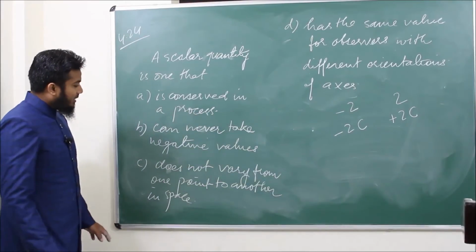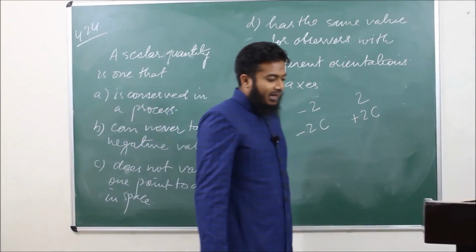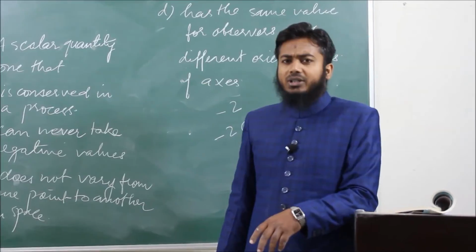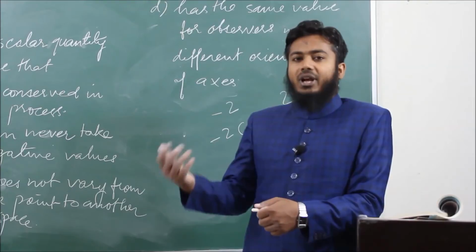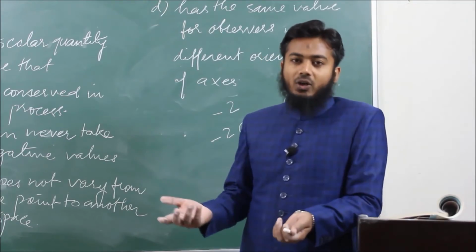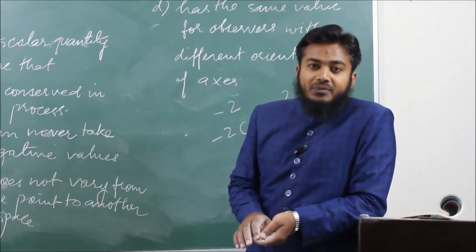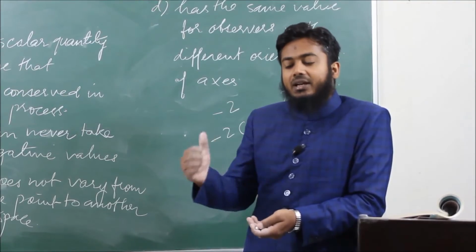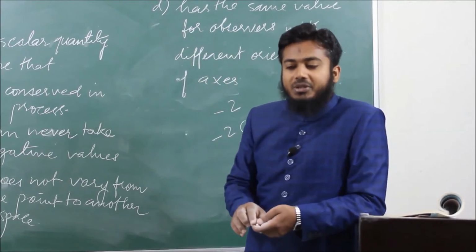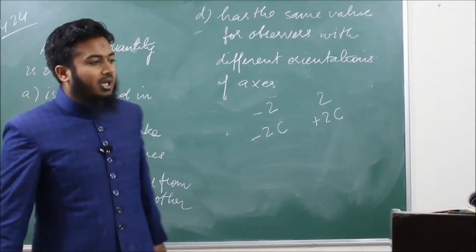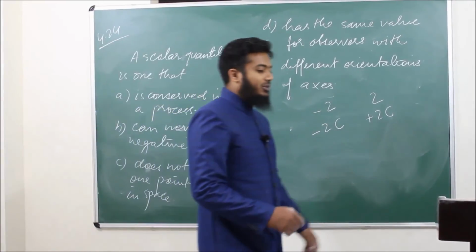The next part is "does not vary from one point to another in space." Again, there is no such condition that a scalar quantity has to be the same at all points in this space. It can take different values at different points of space. For example, an object is moving and its speed is changing. At one point the speed is 5 meter per second, at another point it is 10 meter per second, and at some other point it is 15 meter per second. So speed can change at different points.